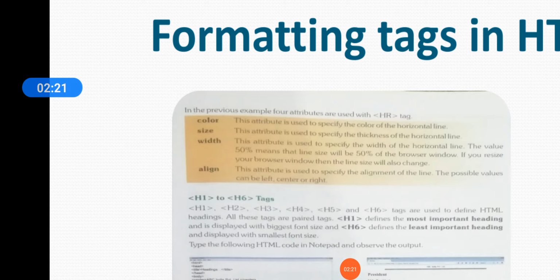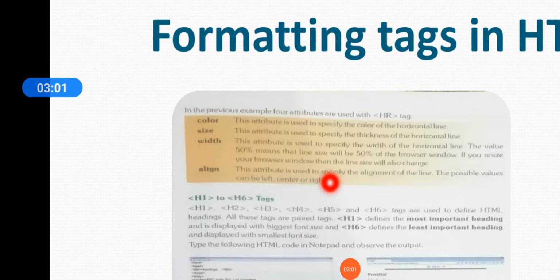Okay students, now see here, in the previous example 4 attributes are used with HR tags. Color: this attribute is used to specify the color of the horizontal line. Size: this attribute is used to specify the thickness of the horizontal line. Thickness is done with the size here. Width: this attribute is used to specify the width of the horizontal line. The value 50% means that the line will be 50% of the browser window, so it will occupy 50% of the browser window. If you resize your browser window, then the line size will also change.